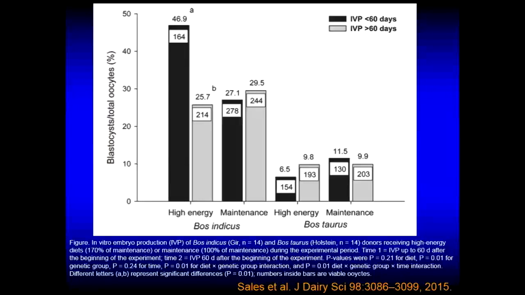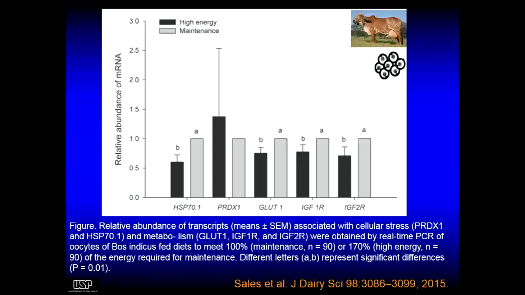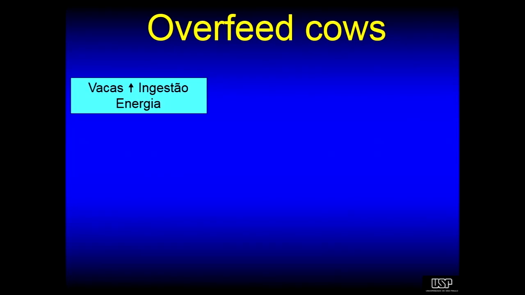And when we produce the embryo, at the beginning, they improve the embryo production, but after 60 days, they decrease the embryo production. So it's a chronic effect of energy. And when we measure the gene expression in the oocyte, you can see here that all the genes are different between high energy animal and low energy animal. So probably high energy animal for a long time improves the insulin resistance effect. So we are trying, sorry, it's important, but this is our hypothesis. We are trying to understand this hypothesis.